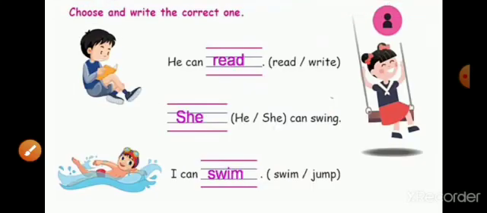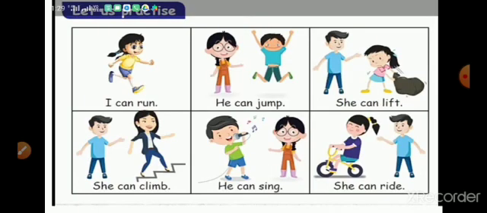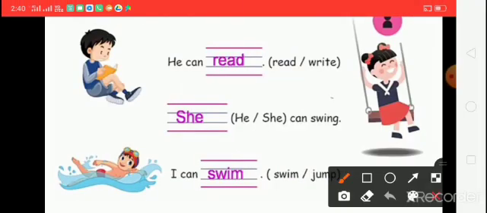Choose and write the correct one. The boy, what can he do? He can read. Next, the girl, what can she do? She can swing. Next, the boy, what can he do? He can swim.